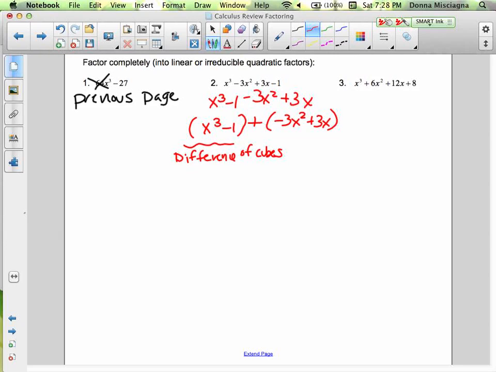All right, so if you pull out the greatest common factor here, we could pull out a 3. Actually, let's pull out a negative 3. Let's make that x squared positive. If we pull out a negative 3x, that's going to be x minus 1.